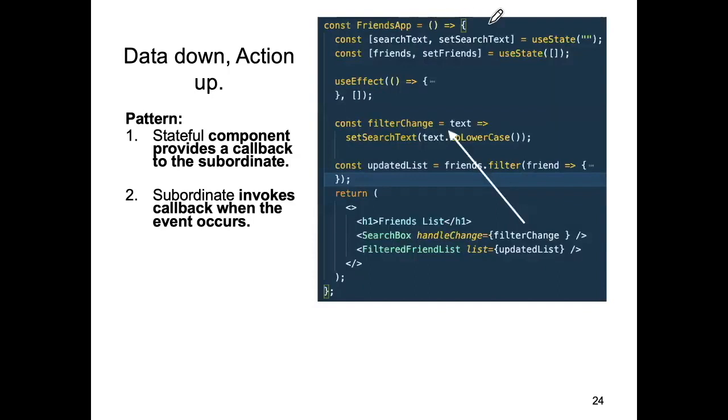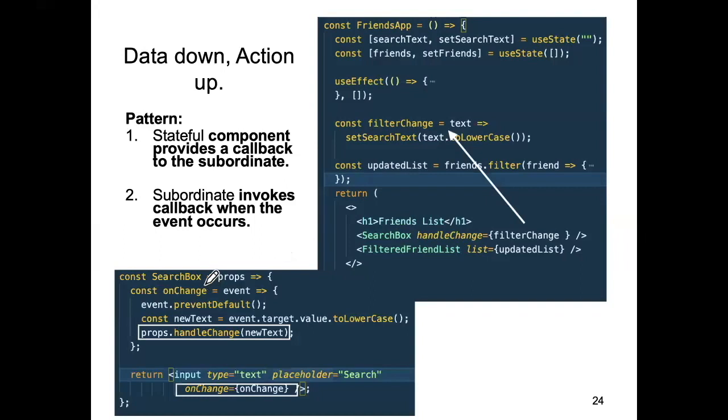Again, the general idea is you've got a stateful component, and it provides a callback for the subordinate, and the subordinate invokes that callback at the appropriate time. Here's an excerpt from my friend's app component, the one at the top of the hierarchy. If we pay attention to this here, this is just an ordinary function, but it is performing a state change or mutation. We pass this function down as a prop to a subordinate. In this case, the subordinate is the component that's managing the text box.